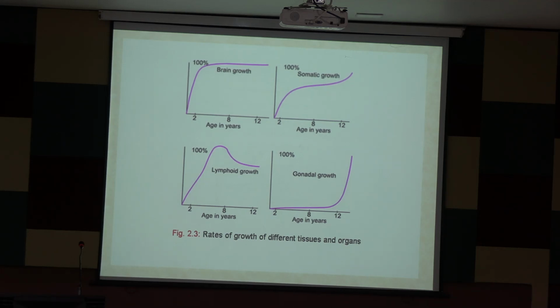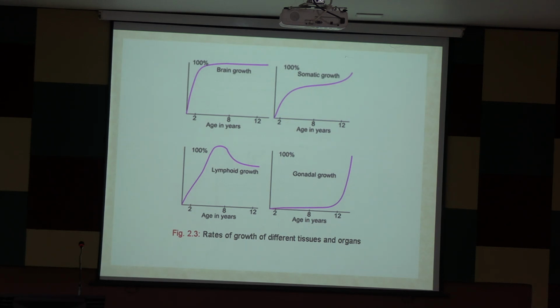Okay. So gonadal growth is dormant during the early life. When they reach puberty, there is a significant spike. So these three are the unique features that are known as the patterns of growth.